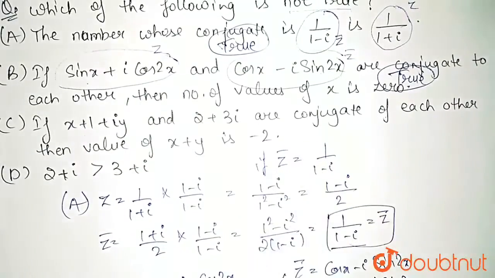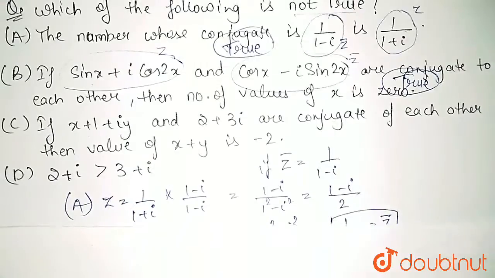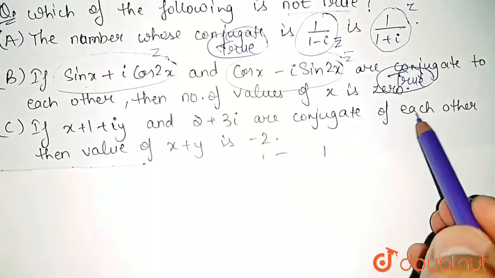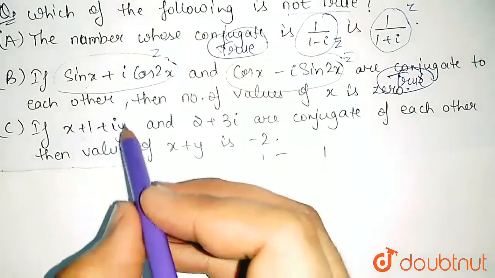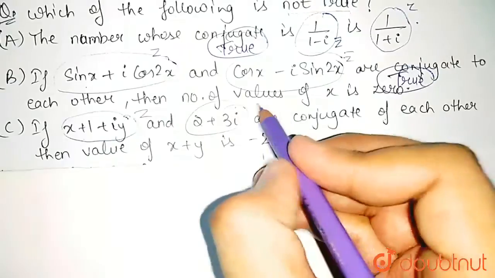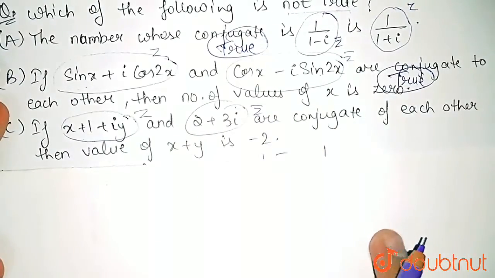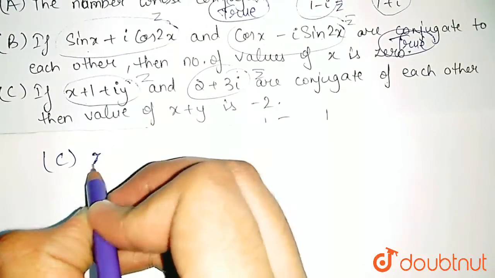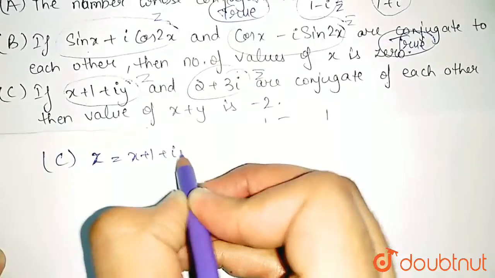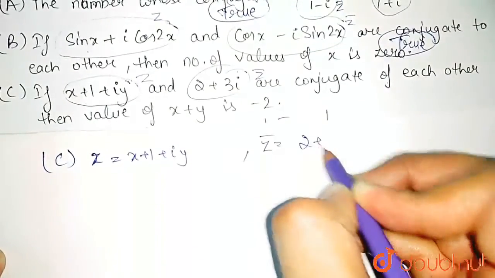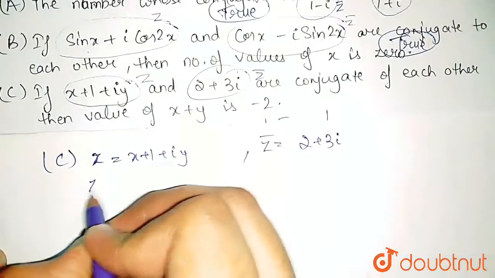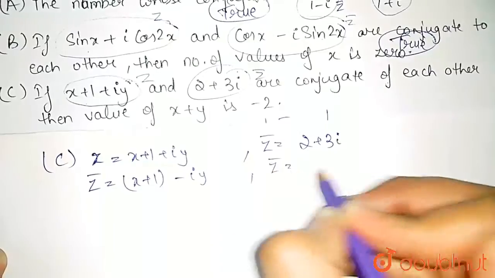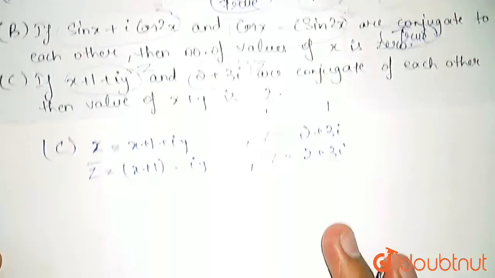The third statement says if x plus 1 plus iota y and 2 plus 3 iota are conjugate of each other, then the value of x plus y is minus 2. So if this is z, then this is z bar. That's what the statement says. So for the third statement, z is x plus 1 plus iota y, and z bar is given as, according to the statement, 2 plus 3 iota. From here we can find z bar is equal to x plus 1 minus iota y, and according to the statement z bar is given as 2 plus 3 iota.